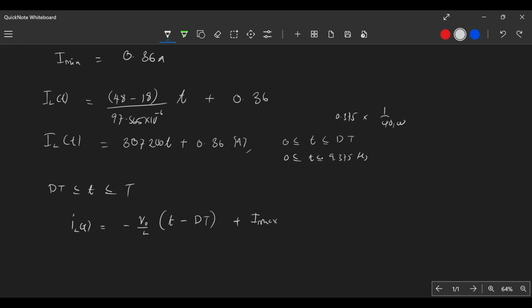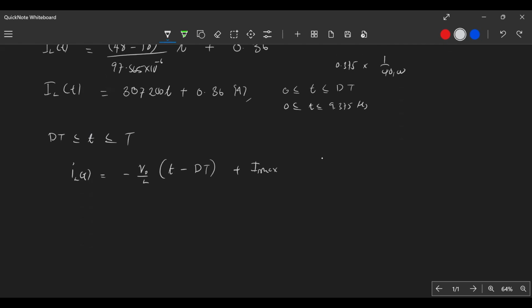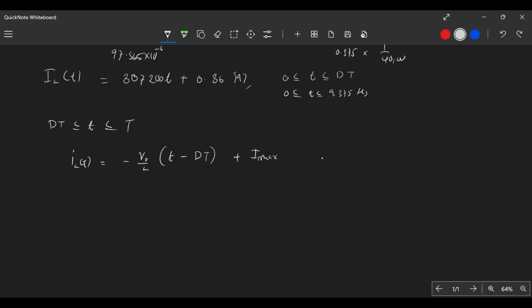Okay, so you know that dT is duty cycle times time period, VO is output voltage, and I max. So how do we find I max? First of all, we find I max. So I max is simply VO over R, plus (1 minus D) over 2L times frequency, right?